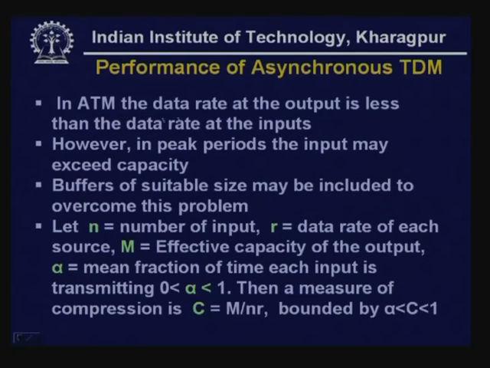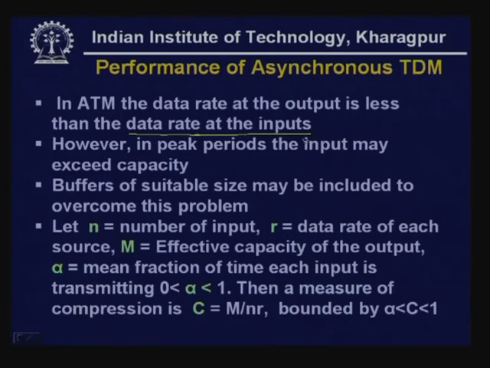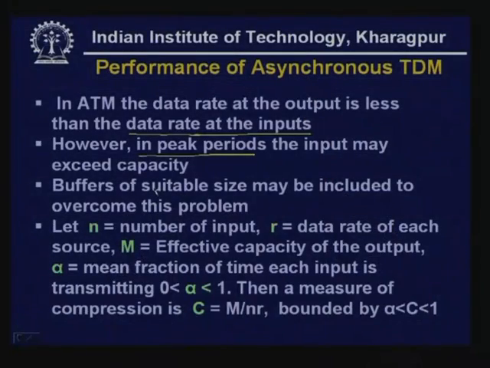In asynchronous time division multiplexing, the data rate at the output is less than the data rate at the inputs. We have seen that the data rate at the inputs is higher than the data rate at the output. How? Because the inputs are not always sending data. However, in peak periods, the input may exceed the capacity, because the output bandwidth is smaller than the sum total of the input bandwidth. In peak periods, there will be some kind of overflow. It will exceed the capacity. How can we overcome this? To overcome this, we can use buffers of suitable size to store the data, then they can be selected at later time slots. So, some experimentation has been done by which one can decide what should be the buffer size for achieving efficiency.